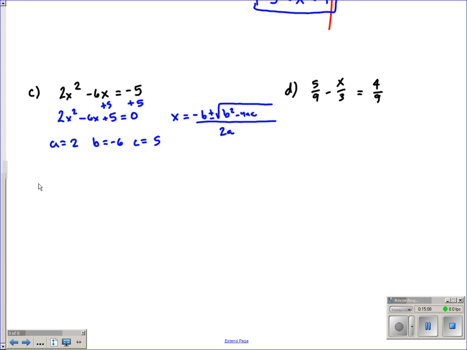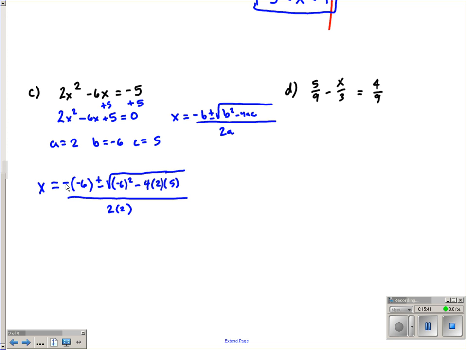Let's take these values and plug them in. So x equals, we're going to say the opposite of negative 6 plus or minus the square root of negative 6 squared minus 4 times 2 times 5, all over 2 times 2.